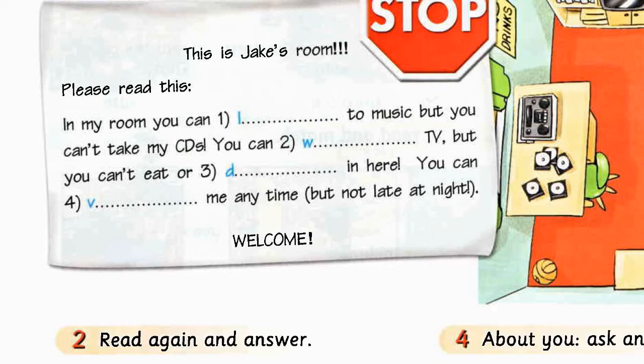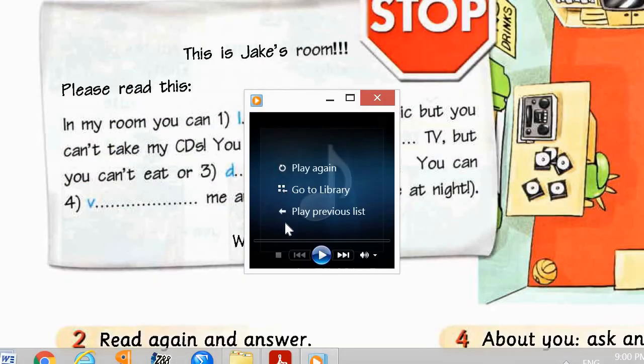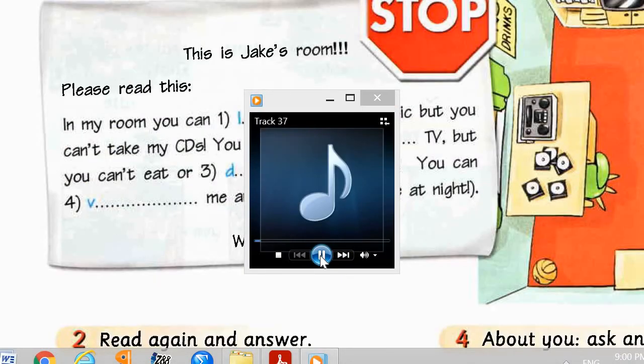Okay, did you complete the notes that Jake is saying about his room? If you look at the items written here, the words start with these letters. The first one starts with letter L. The second one starts with W. The third one starts with D. And the last one starts with V. I'm going to play it again one more time, and we're going to complete it together. So listen again and try to complete the information Jake has given about his room.